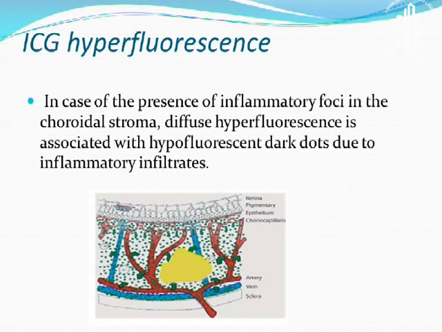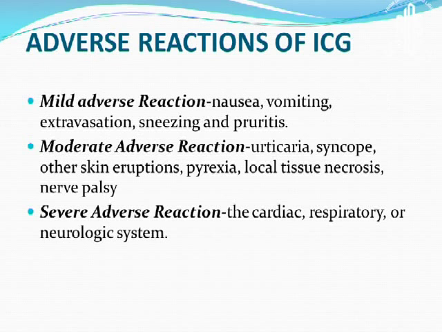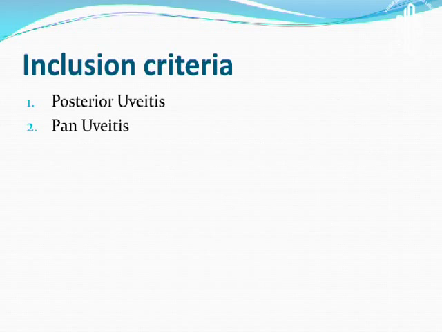The other type for interpretation was ICG hyperfluorescence. In case of presence of inflammatory foci in the choroidal stroma, there was diffuse hypofluorescence seen associated with hypofluorescent dark dots around the inflammatory infiltrates in the choroid. The adverse reactions seen with ICG were graded into mild, moderate, and severe.